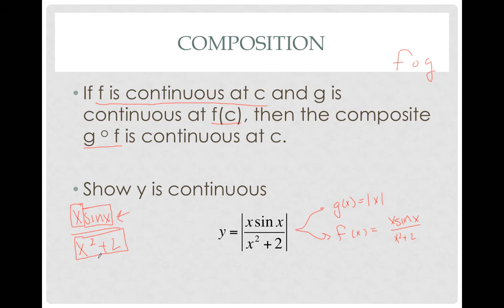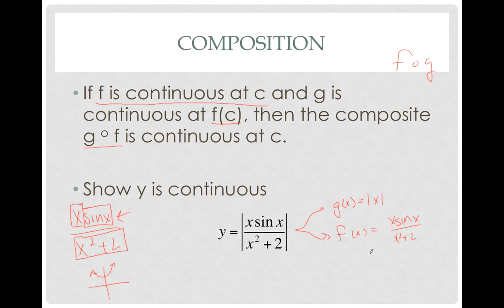Will x squared plus 2 ever equal 0? The answer to that is no. x squared plus 2 is always above the x-axis. So it's never 0. It's never negative. Negatives don't matter. But it's never 0. So we can follow that last f over g on the last slide.